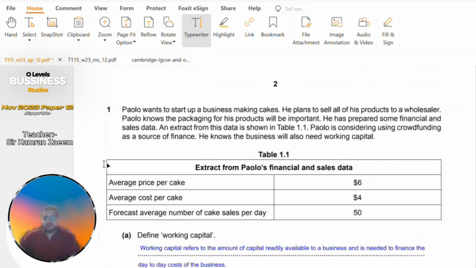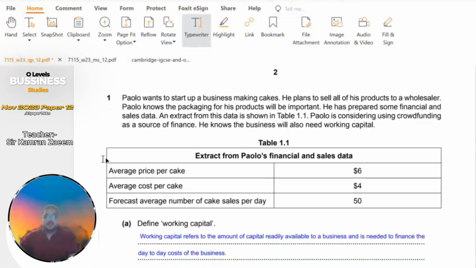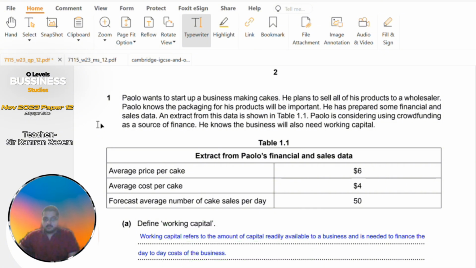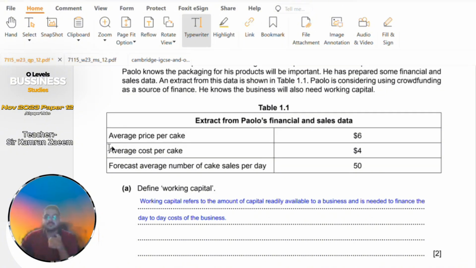Paolo wants to start a business making cakes. He plans to sell all of his products to a wholesaler. Paolo knows that packaging for his products will be important. He has prepared some financial and sales data. An extract from this data is shown in table 1.1. Paolo is considering using crowdfunding as a source of finance. He knows the business will also need working capital. All right, and then we have this table that shows his financial and sales data.